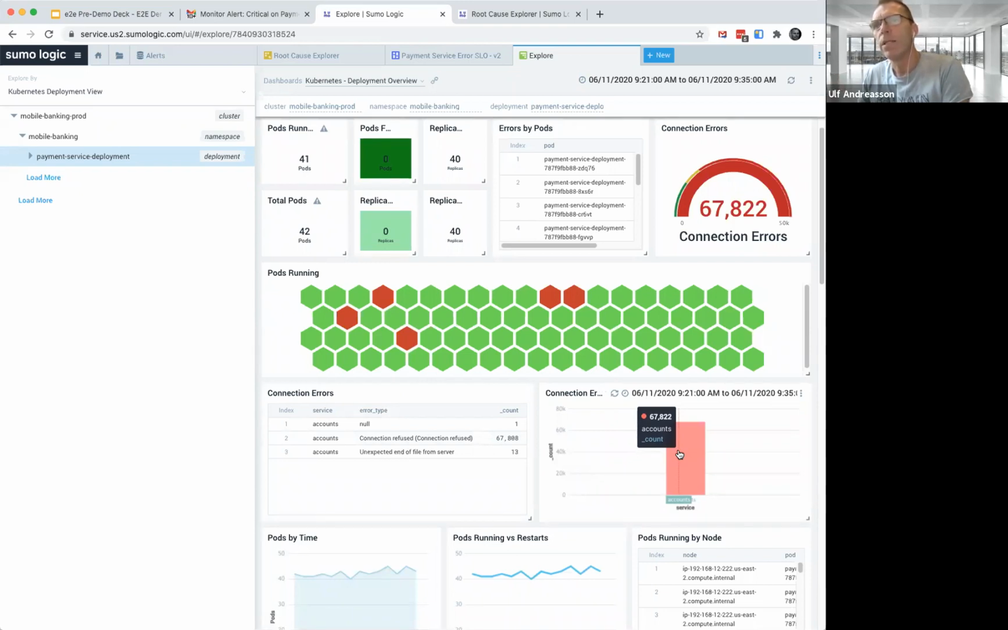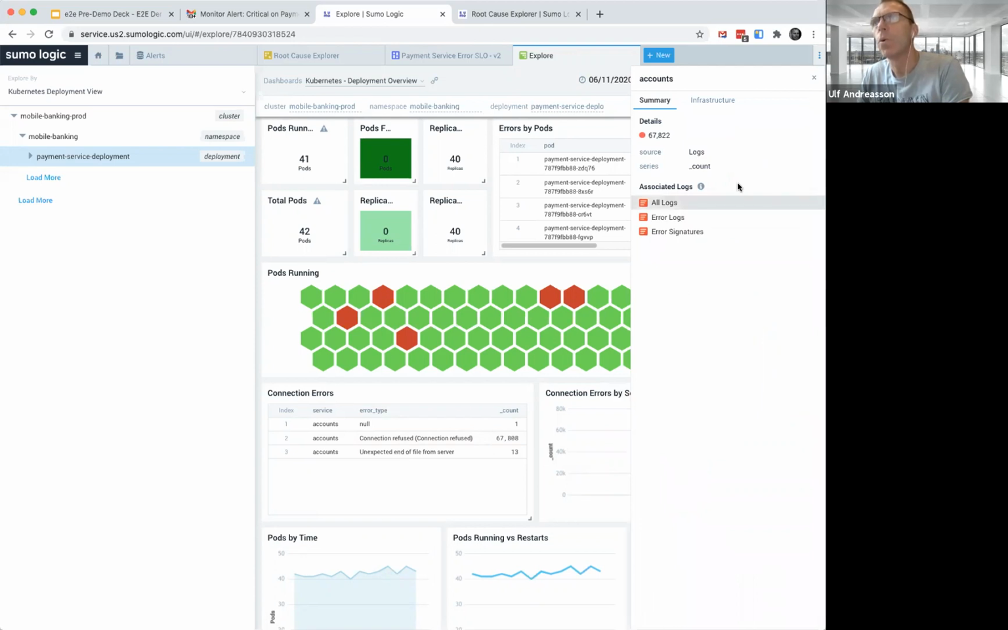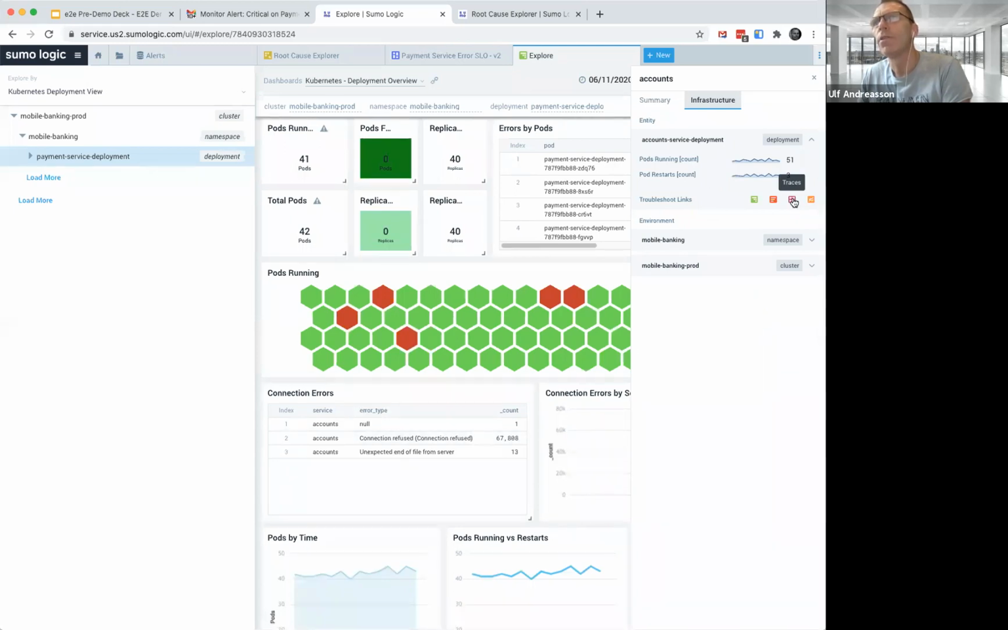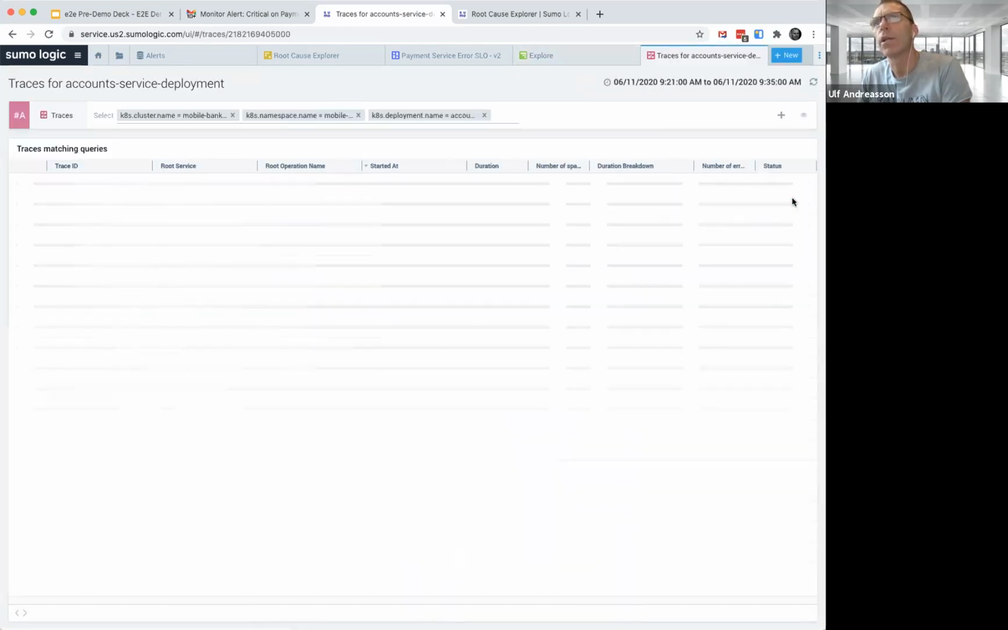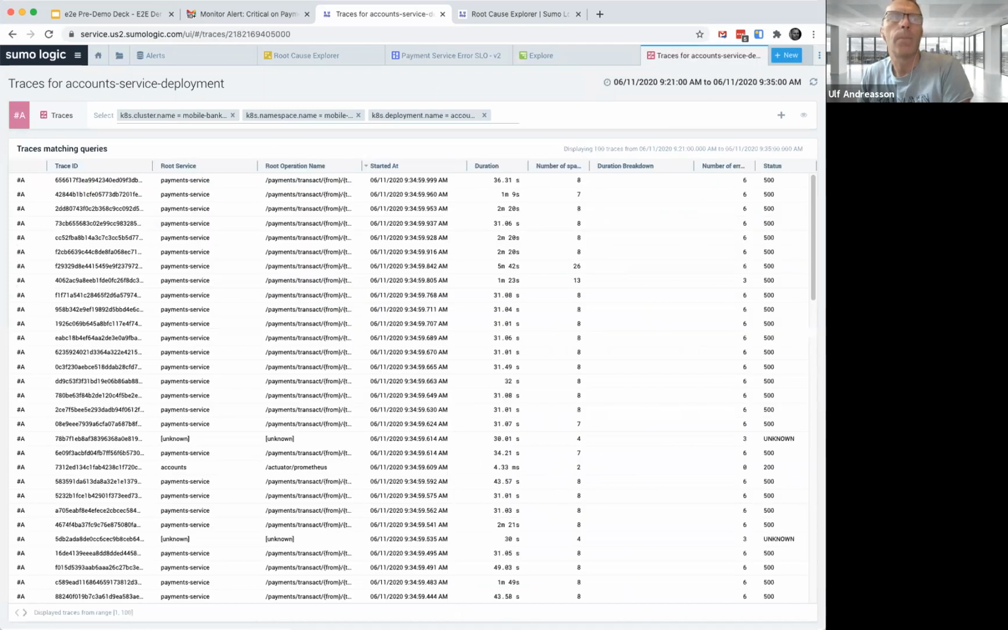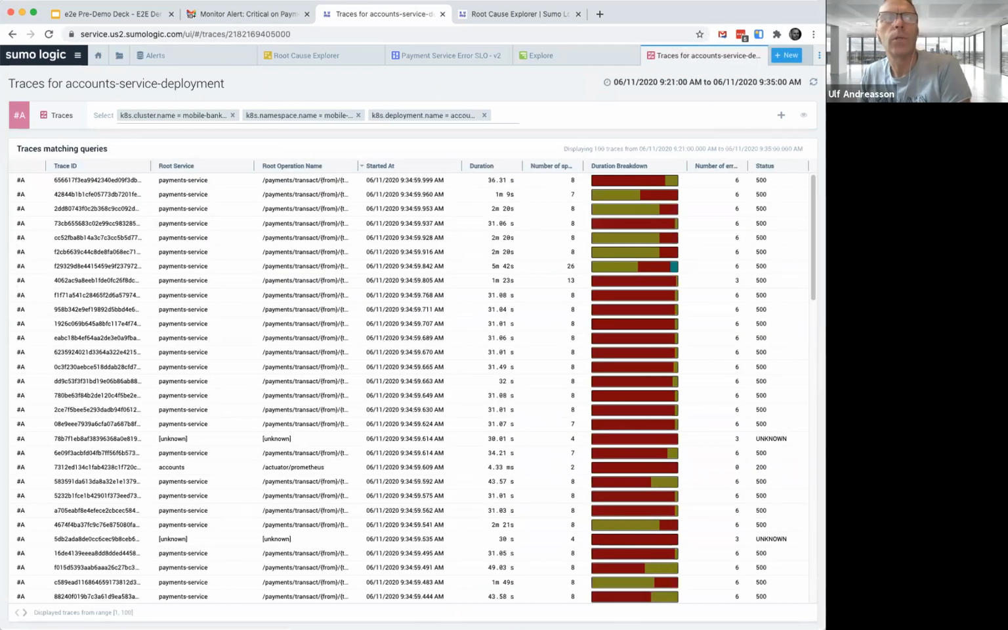I can drill further into this, and when you're looking at services communicating to each other, the best means of investigating this further would probably be to use traces. So with that, at this point in time, I actually want to look at the traces for this environment. You have all these different data sources here, but in this case, for the payment service, we're going to look at the traces.